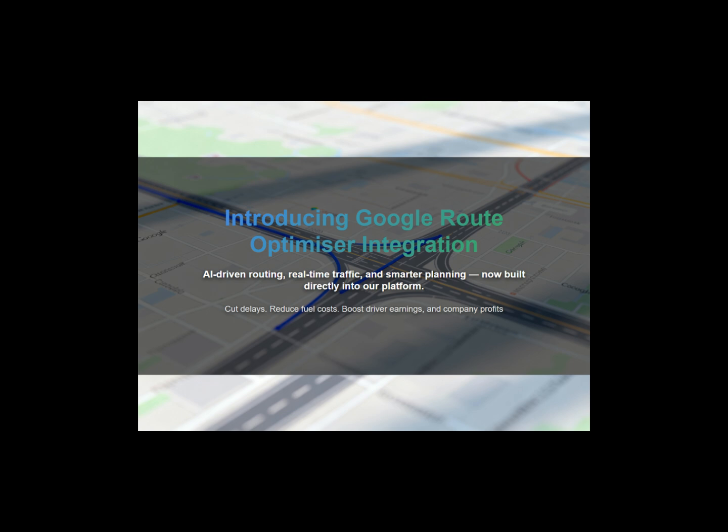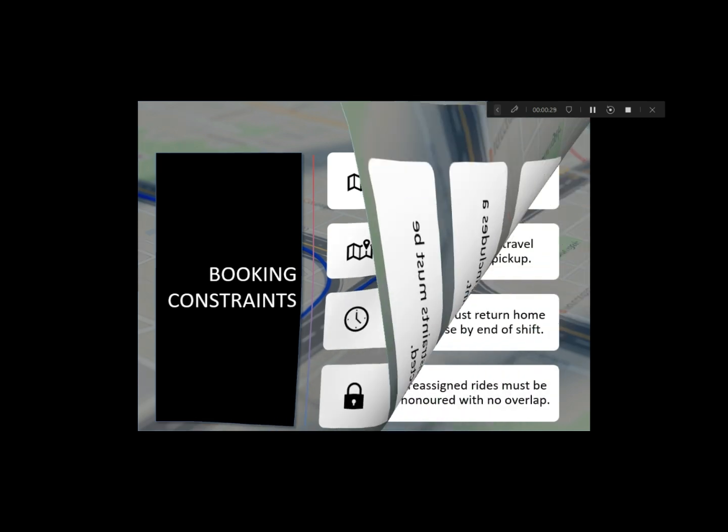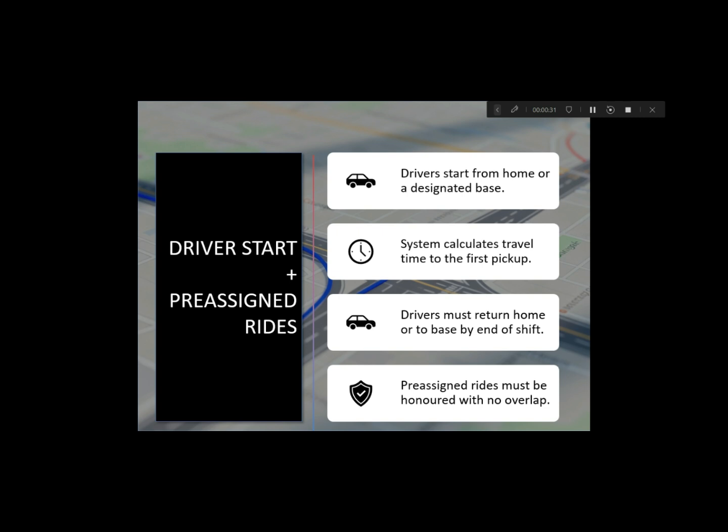Before we delve into the auto-dispatch plan configuration tutorial, it's worth taking a moment to understand what auto-dispatch and next-day planning actually involves above simply matching drivers to bookings. Every booking starts with three key pieces of information: a pickup address, a drop-off address, and a time constraint that must be respected. Drivers also have their own starting point, usually their home address or a designated base.